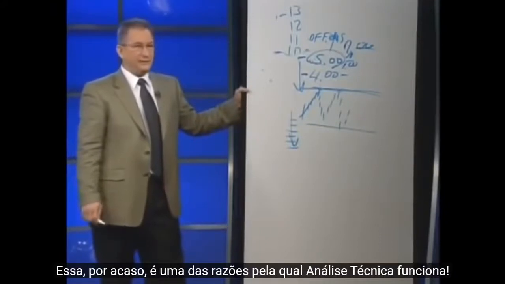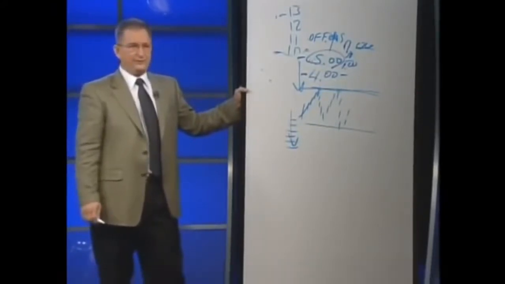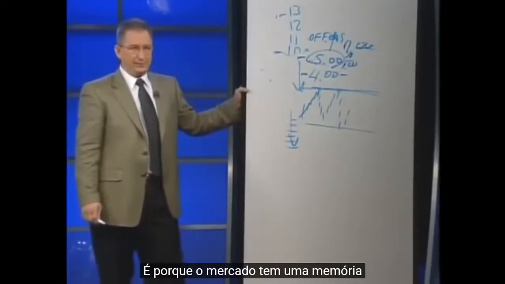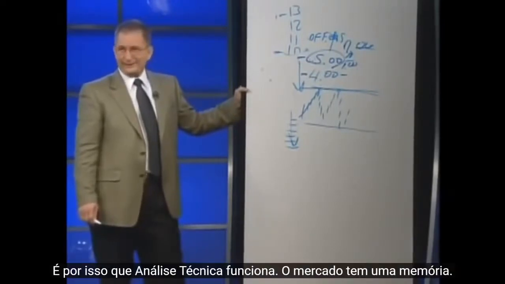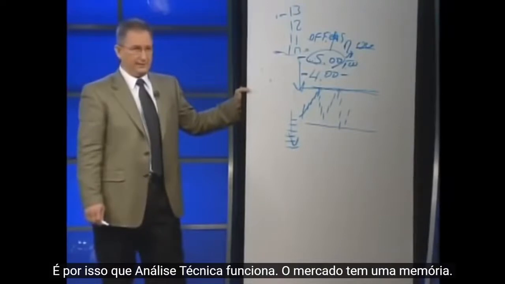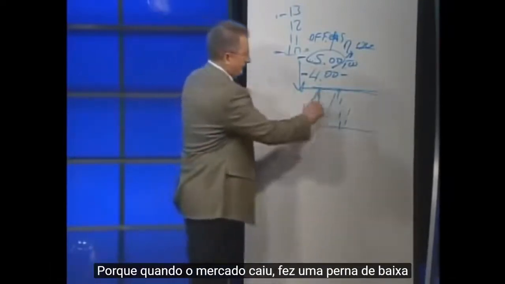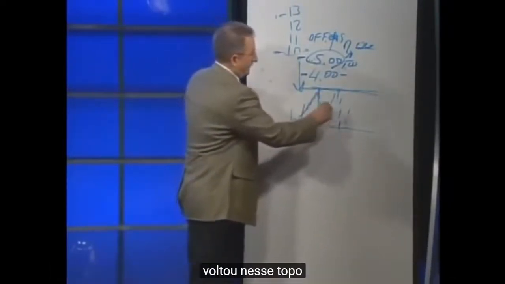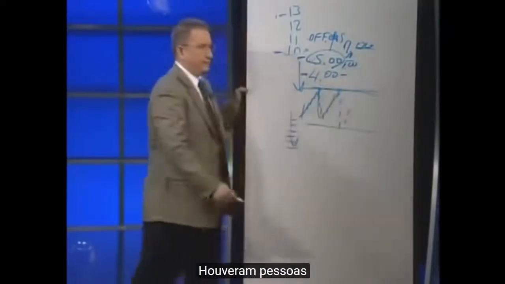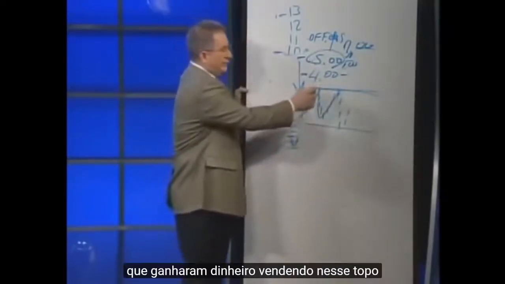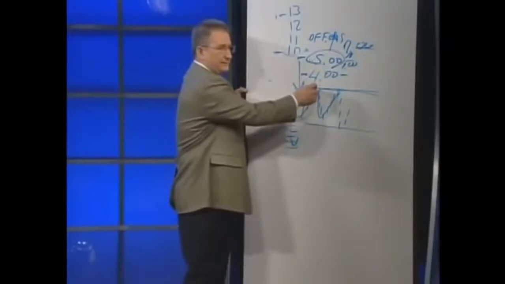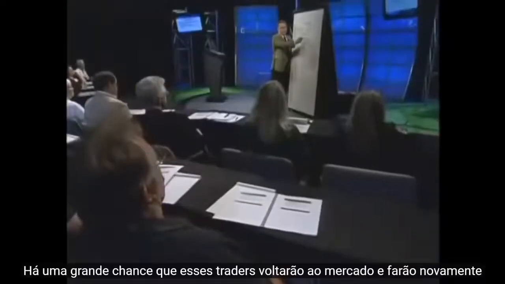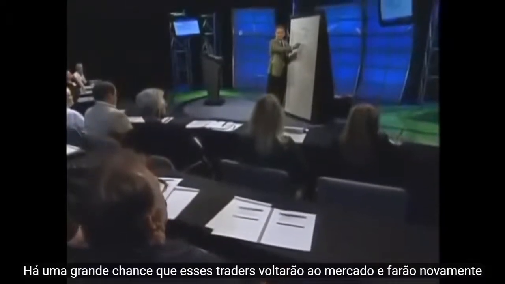This, by the way, is one of the reasons why technical analysis works: the market has a memory. Because when the market came back down, you formed a swing low, and came back up to this high, there were people who made money by selling this high. There's a good chance those same traders are going to come back into the market and do it again.